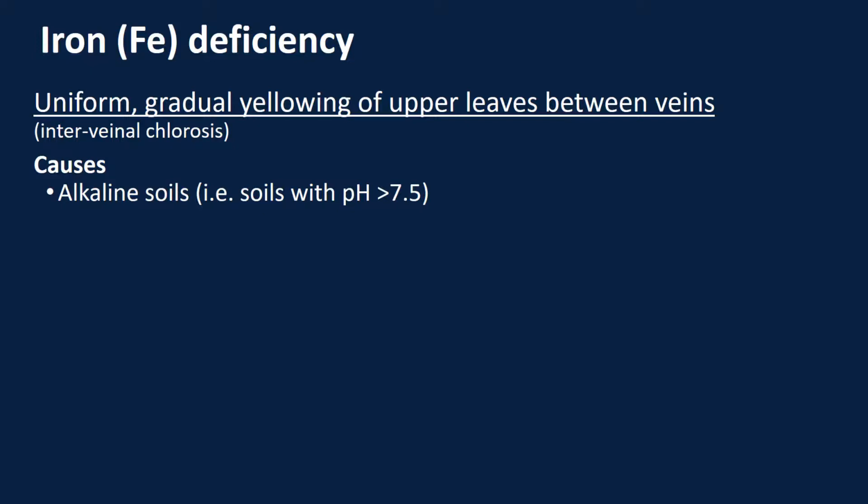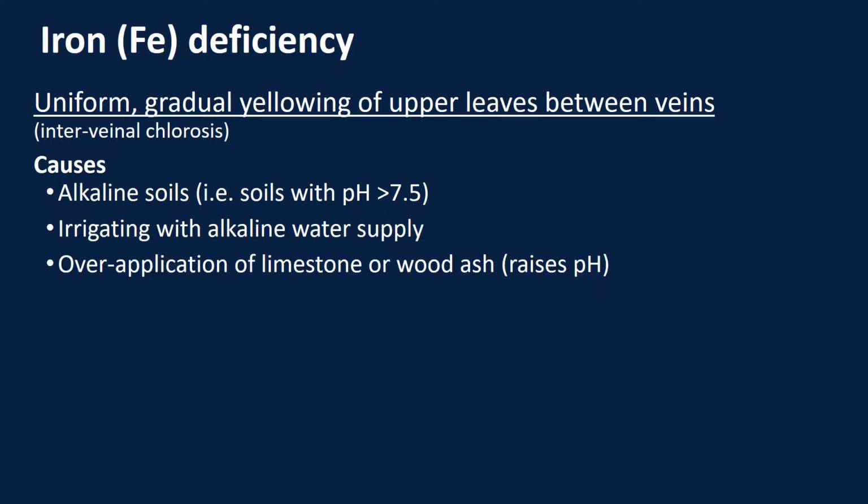And if we remember back to our pH lesson, iron is available at lower pHs. Once we start to get above 7.5, 7, our iron becomes less available. So if we have alkaline soils above that, it can likely cause that iron deficiency. If we're irrigating with alkaline water, and that's kind of increasing the pH around our plant roots, they're taking up that water, that's going to make iron less available. And then also if we're over applying limestone or wood ash, which raises our pH, as we learned about earlier in another video, we could be lowering the availability of that iron nutrient.